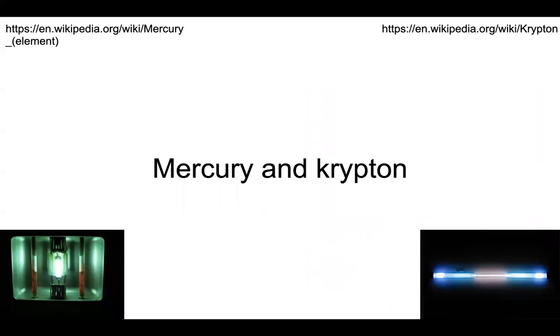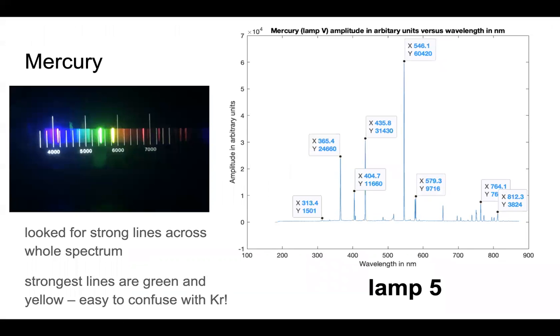So our next two elements that we had to identify were mercury and krypton. So these two, we'll see in a moment, they actually cause a little bit of confusion at first, distinguishing between them.